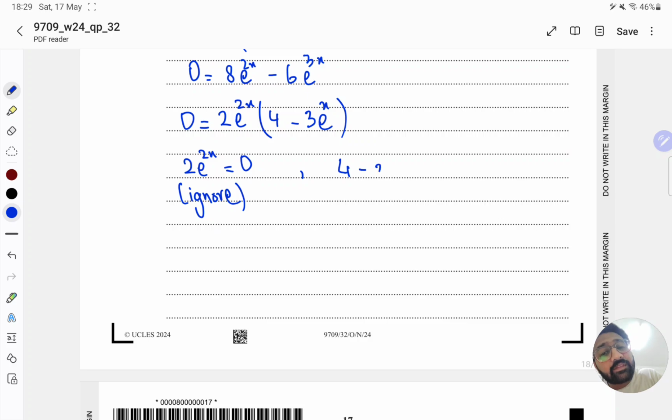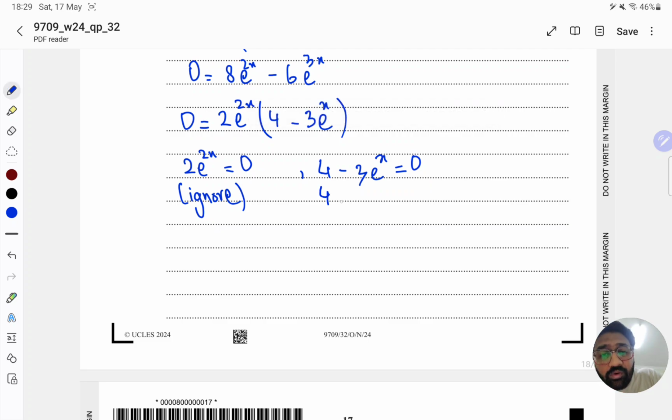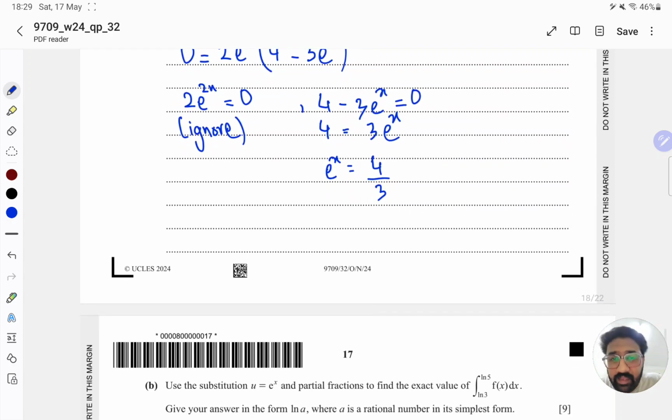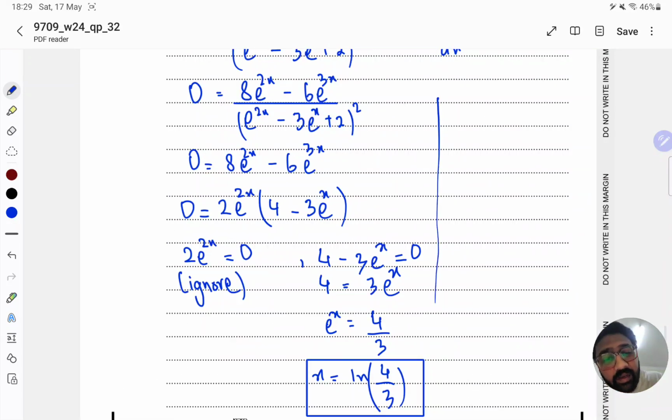But 4 minus 3e^x equals 0. If you further simplify, this will be 4 equals 3e^x. So e^x will be 4 by 3. We'll take ln on both sides, which will give us x equals ln of 4 by 3. This is the x coordinate of the stationary point. We need to find the y coordinate as well.